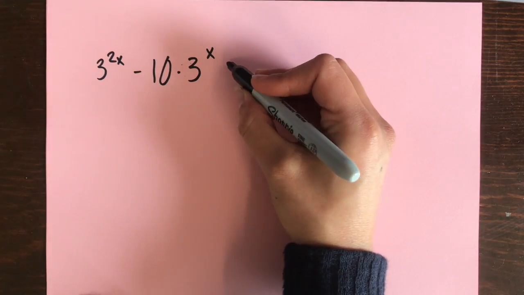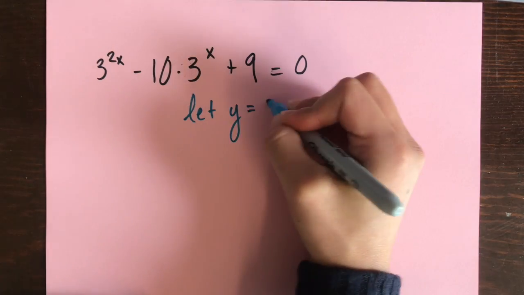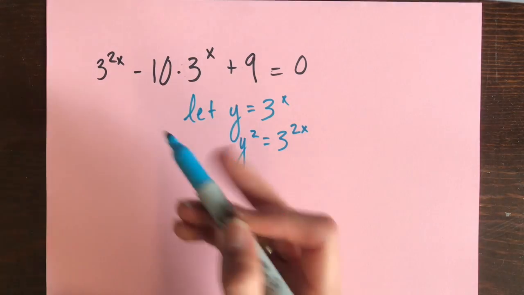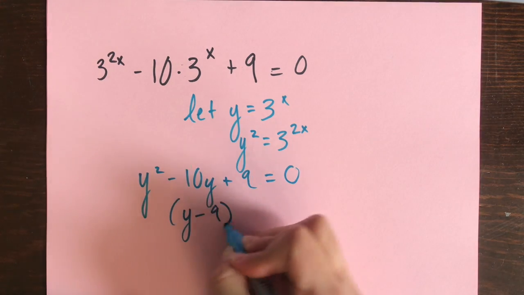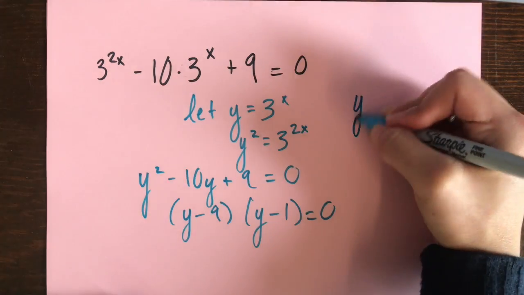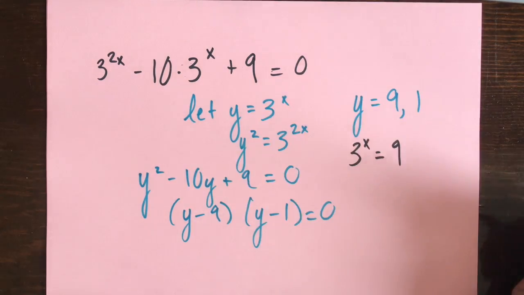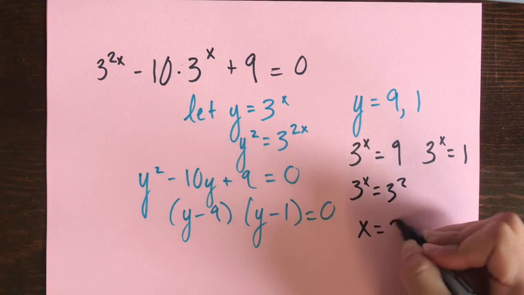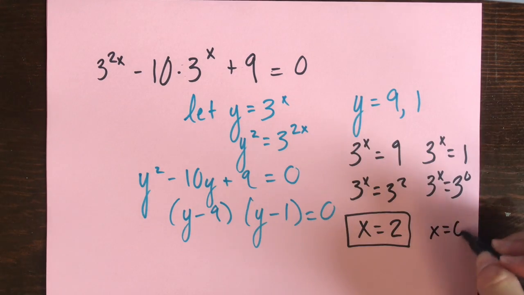Okay, let's go ahead and do another example where we have to get the bases equal to each other, so that their exponents should be equal to each other. First, I'm going to substitute so that y is equal to 3 to the x, and y squared would be equal to 3 to the 2x. So I end up with an equation that's y squared minus 10y plus 9 is equal to 0. This can factor into y minus 9, y minus 1, which means y is equal to 9 and 1. Okay, so 3 to the x is equal to 9, 3 to the x is equal to 1. So I need to make the 9 and the 1 have a base of 3. Well, 9 is just 3 squared, which means x would be equal to 2. And 1 would be actually 3 to the 0, which means x would be actually equal to 0.